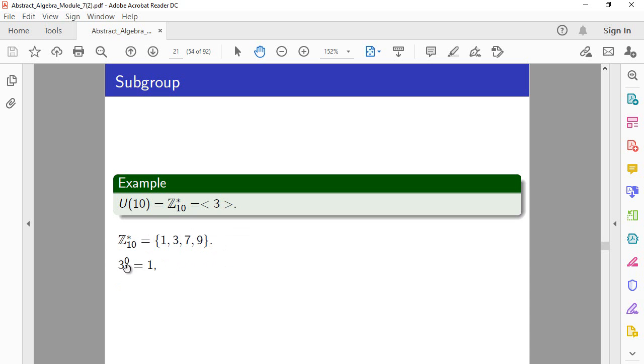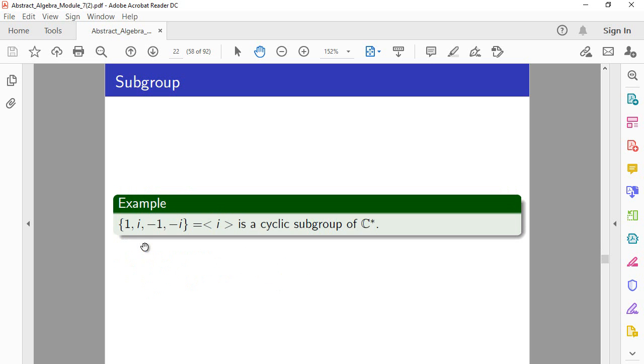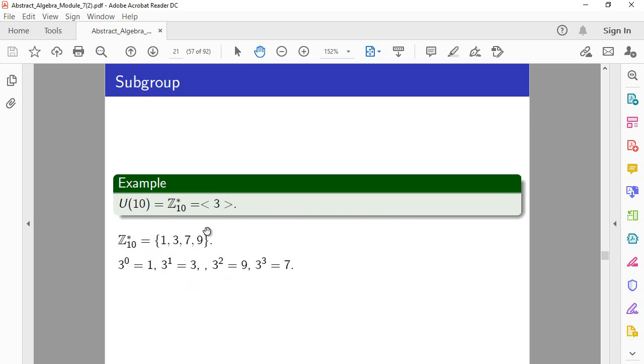And notice that 3 to the power 0 is 1, 3 to the 1 is 3, 3 squared is 9, and 3 cubed is 7. So you see that the powers of 3 give us all the elements of Z10 star, and therefore Z10 star is generated by 3, and it's cyclic. So again, this is under multiplication.